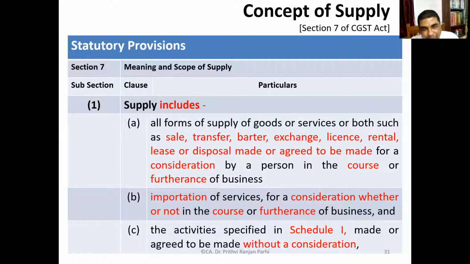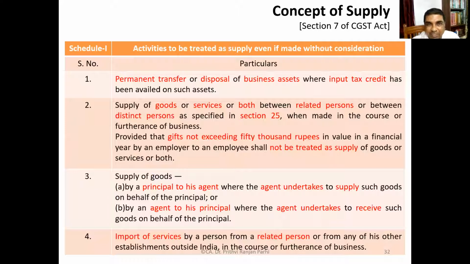So first, let me show you that Schedule 1 so that you can have an idea what those activities are which can be regarded as supply, even if they're undertaken without consideration. Now have a look at here. This is in fact Schedule 1, and this talks about activities to be treated as supply even if without consideration.